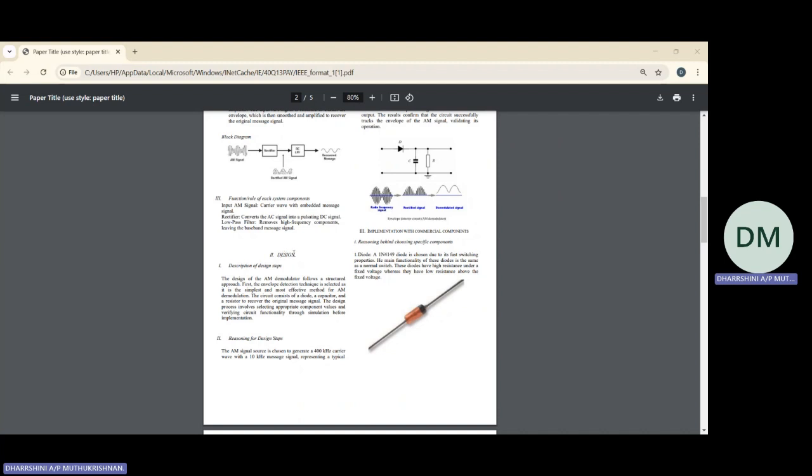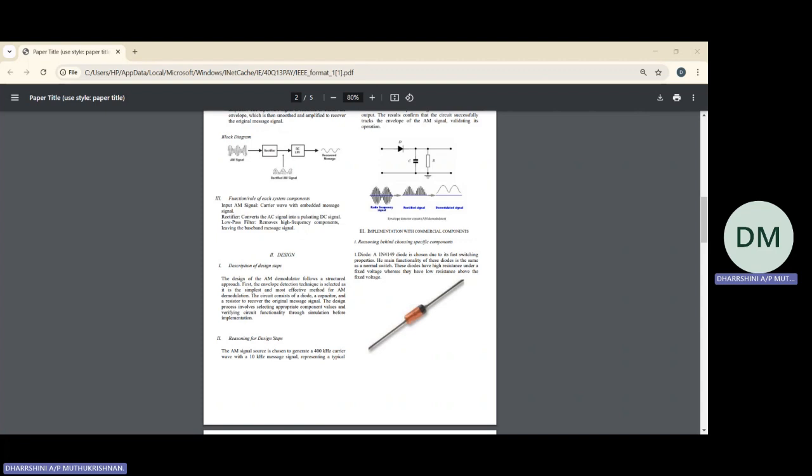So today I'm going to talk about the design. The design of the AM demodulator follows a structured approach. First, the envelope detection technique is selected as the simplest and most effective method for AM demodulation. The circuit consists of a diode, a capacitor, and a resistor to recover the original message signal. The design process involves selecting component values and verifying the circuit through simulation before implementation.